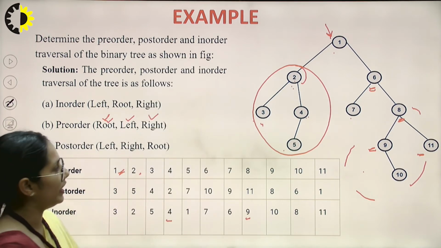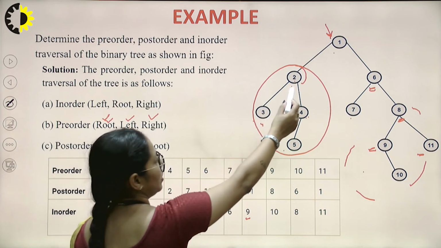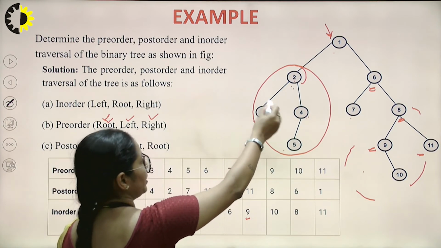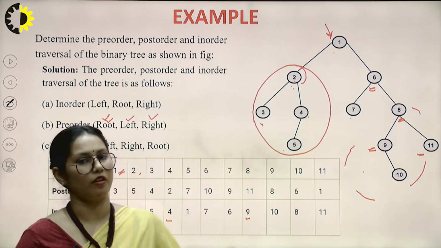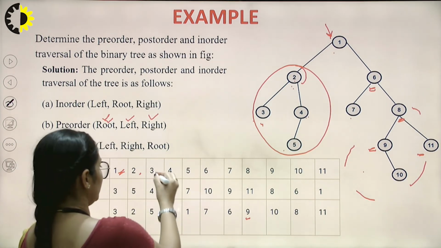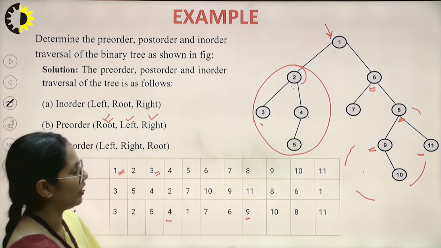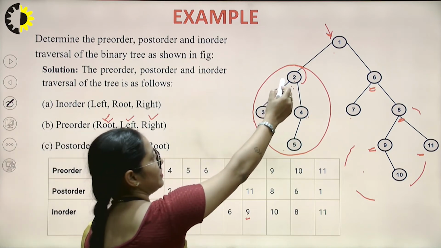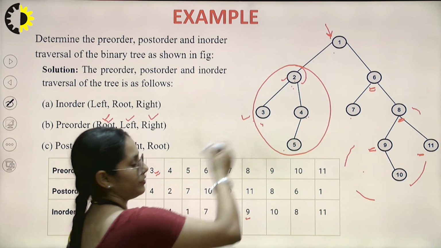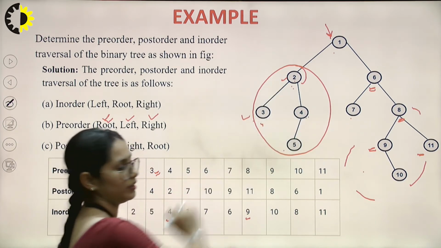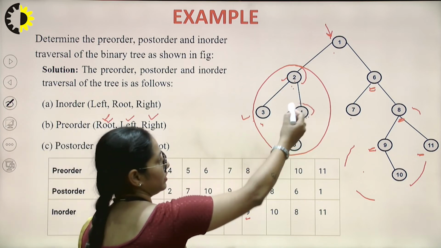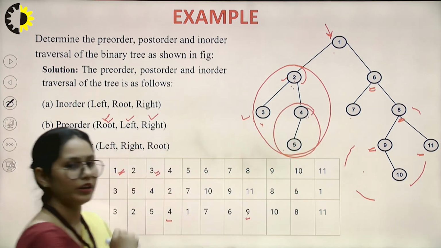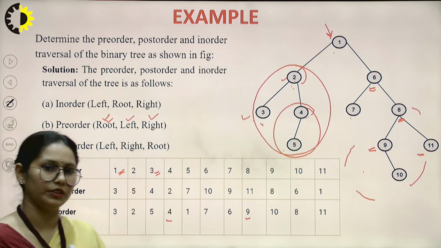Next, when you come to 3, what is 3? 3 is again a leaf node. It does not have any left or right child. Then 3 will be easily marked. Then you have traversed the root node, you have traversed the left side, and then you have to go to the right side. For the right side, again there is a subtree. You have to traverse it in the same fashion.